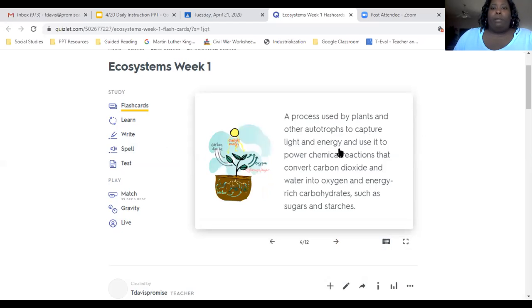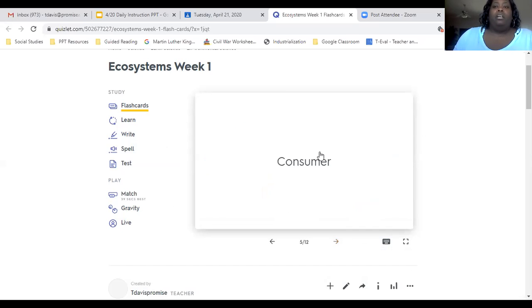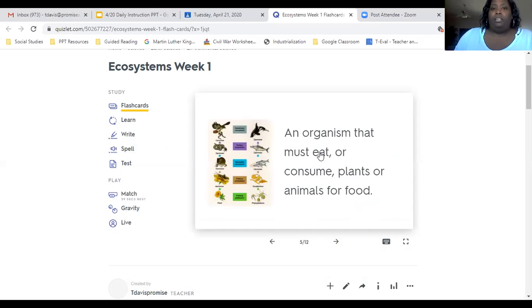It's a process used by plants and other autotrophs to capture light and energy from the sun and use it to power chemical reactions that convert carbon dioxide and water into oxygen and energy-rich carbohydrates, glucose, such as sugar and starches. My turn, consumer, your turn, consumer.